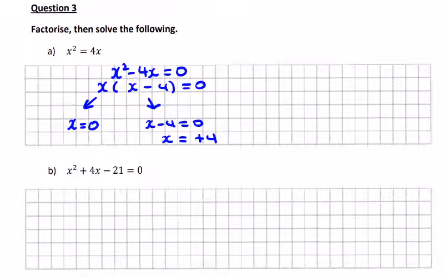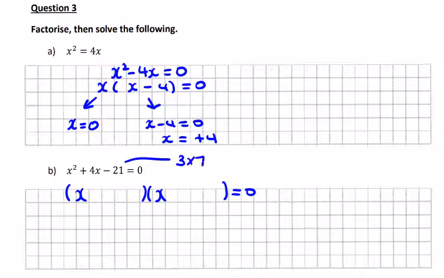The second one is a straightforward factorization. The only way to get x squared with 2 brackets is x times x. The only way to get 21 is 3 by 7 or 1 by 21. And you should see 3 and 7 is the only way to get near 4.